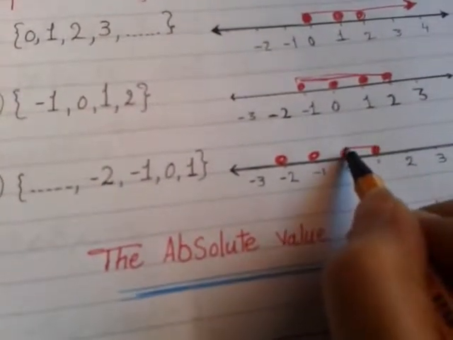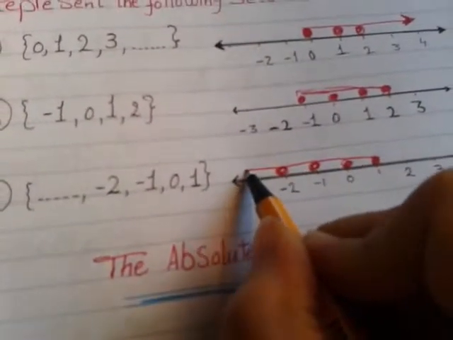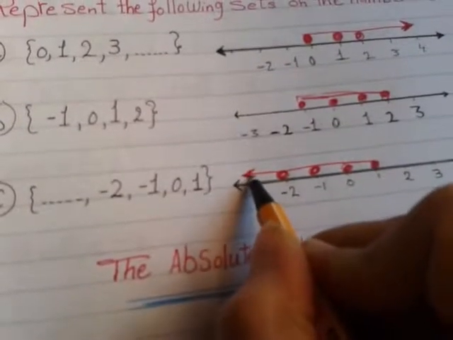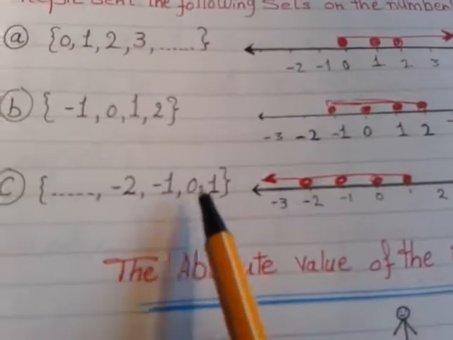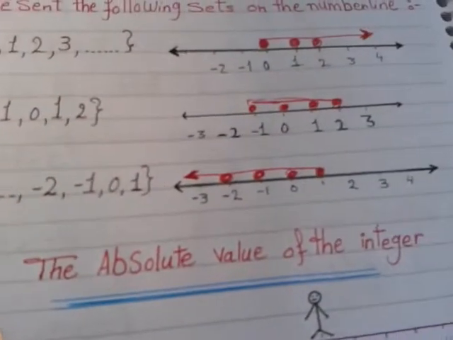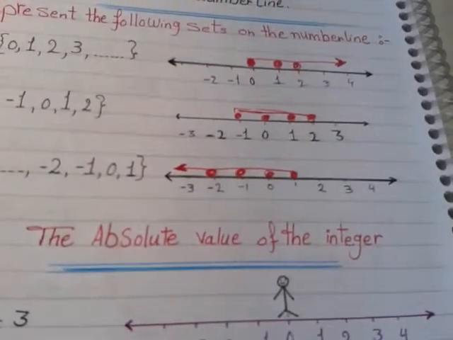So you have to join from here because your set is open. You have to make this arrow. It refers to what? It refers to that the set is an open set. Okay? That's a very easy way.